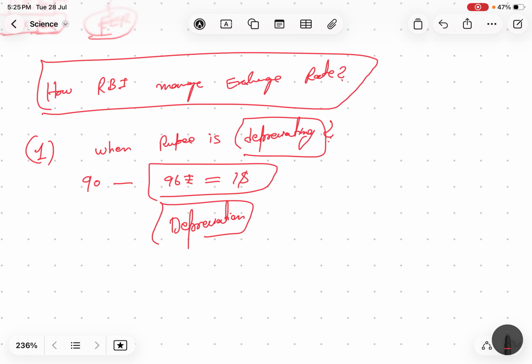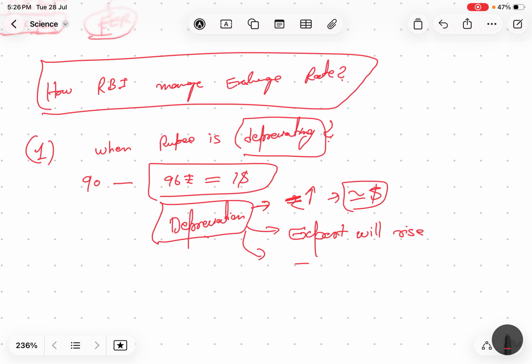Then if you know why depreciation should be controlled, you will easily know how RBI controls it. See, what does depreciation mean? Depreciation means that you have to pay more rupees to get a constant dollar, for example $1 or $2. So in this case, what will happen? Exports will rise. But when we talk about imports, imports will decrease. Why so?